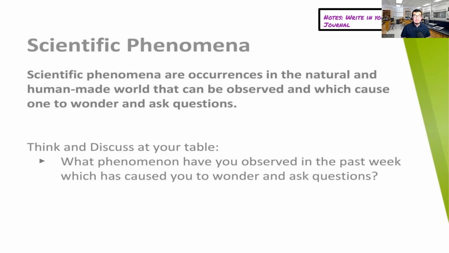So for example, usually in the morning or in the evening when the sun is going down, the sky turns a different color. Why does that happen? So that could be a phenomena, right? It's something that occurs in the natural world: as the sun is setting, the sky turns into a different color. So now you're left wondering, well, why does that happen? So now we ask these questions, and our goal is to find those answers.